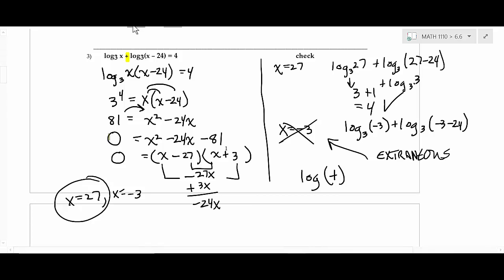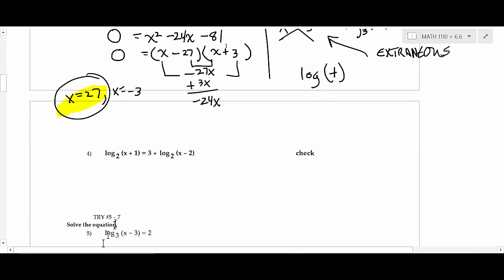So the only answer to this problem is 27. We verified that's right. That happens on this type of problem frequently. There's even times when you get no solution. Maybe it's possible that both of those solutions don't work. Okay, so that's the idea. Is everybody okay with what I just did?